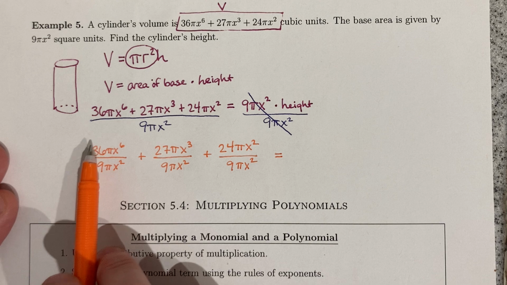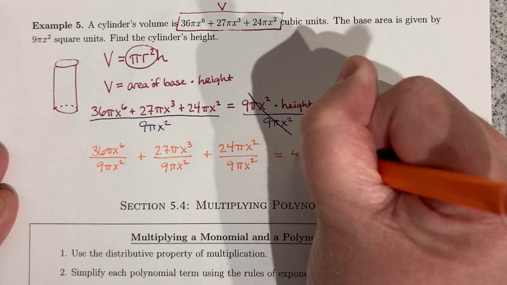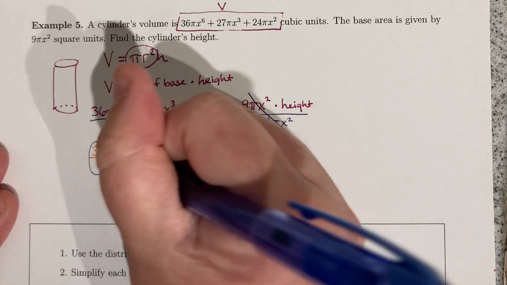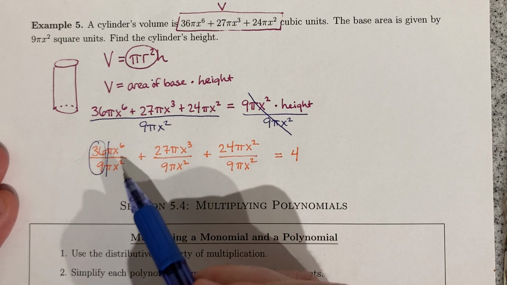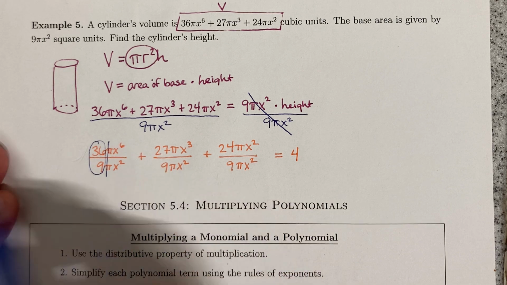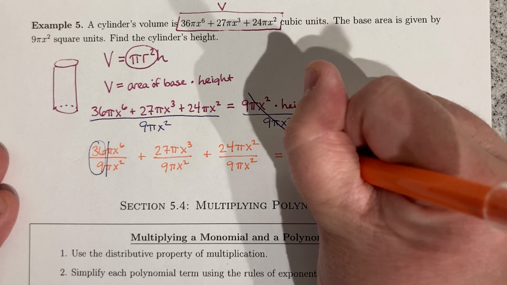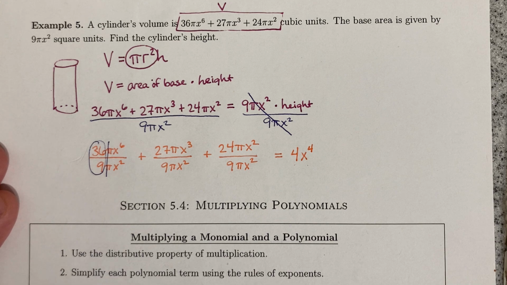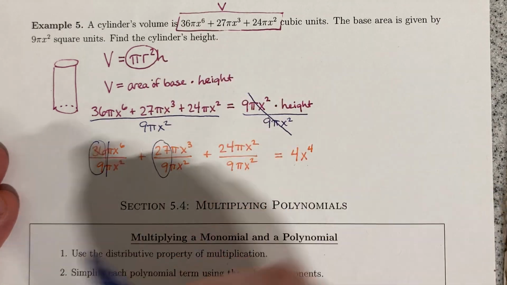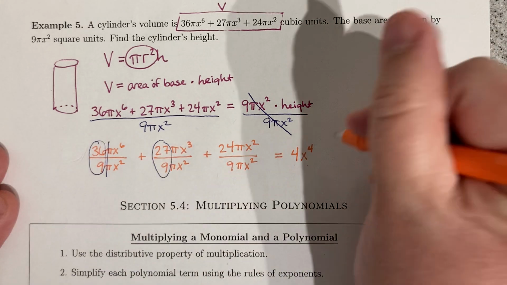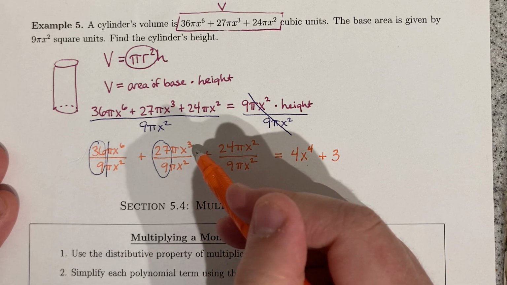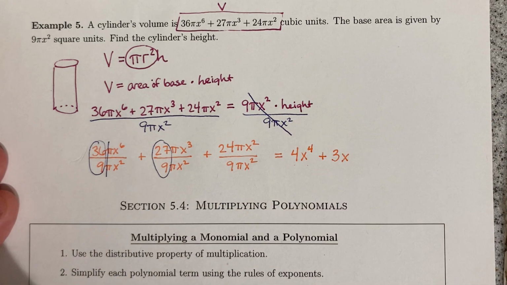So the first one, 36 divided by 9, that's 4. Just mark down what I'm doing. So I divide the numbers, get 4. The pi's cancel. And then what's left, if we have 6 x's on the top and 2 on the bottom, what's left is x to the 4th. So it's 4x to the 4th. There we go. Next fraction, same thing. 27 divided by 9, that's just 3. So we still have that plus sign, plus 3. The pi's cancel. And then x cubed divided by x squared is just x. There'll be one x left on top.